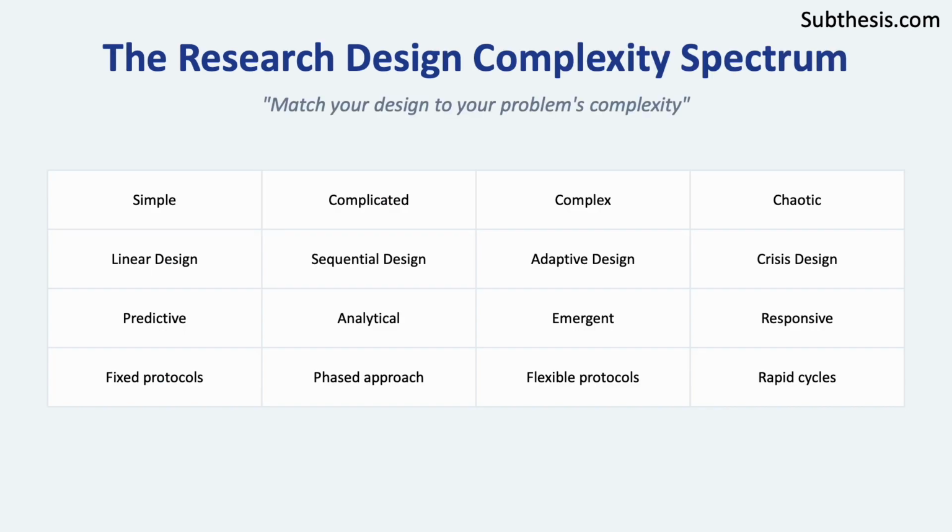The research design complexity spectrum helps us understand that not all problems require the same approach. Simple problems with clear cause-effect relationships work well with linear designs. Complicated problems with many knowable parts benefit from sequential analytical approaches. Complex problems where patterns emerge through interaction require adaptive, emergent designs, and chaotic situations with no clear patterns demand rapid, responsive crisis designs. The key is matching your design to your problem's complexity, not defaulting to your comfort zone.